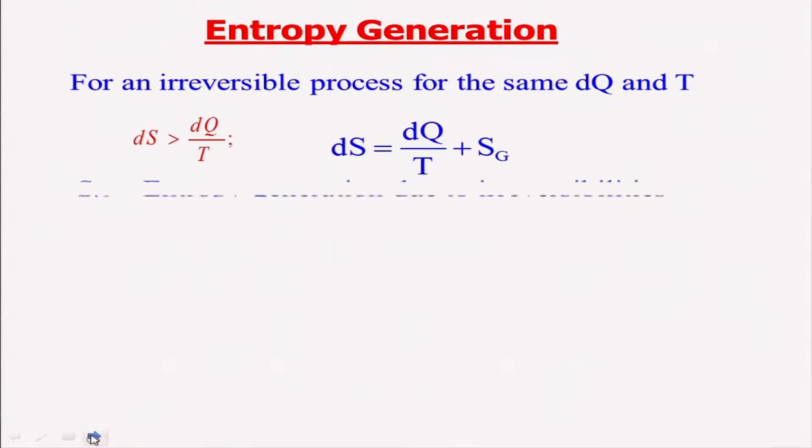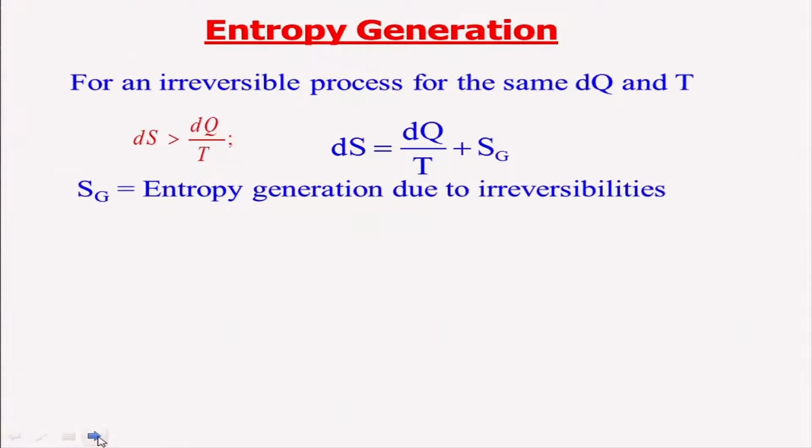So, for an irreversible process which is operated for the same dq and T, we know that dS is greater than dq by T. So we can write dS is equal to dq by T plus S_g, and this S_g is nothing but entropy generation, that is for an irreversible process. And for a reversible process, what will be this S_g?